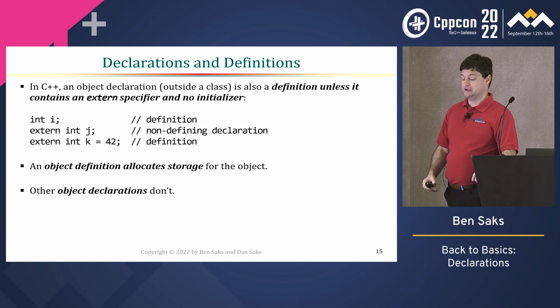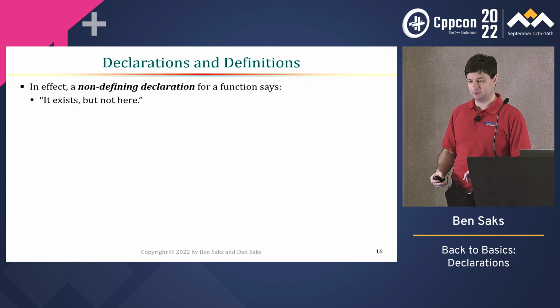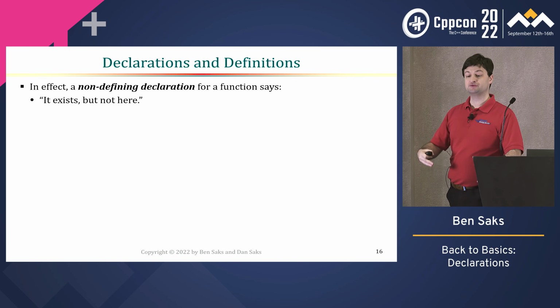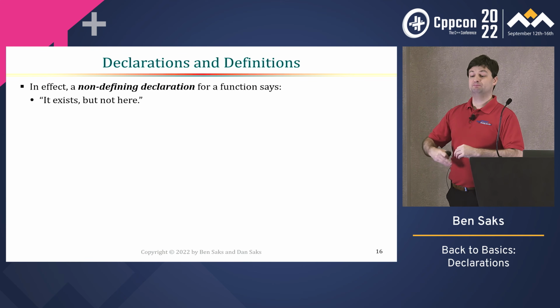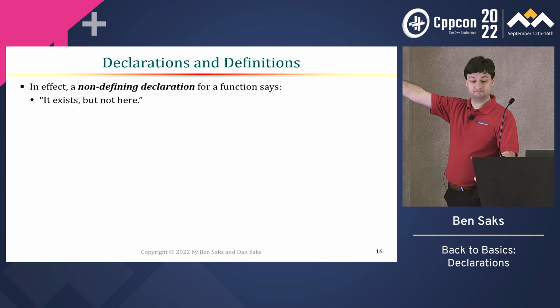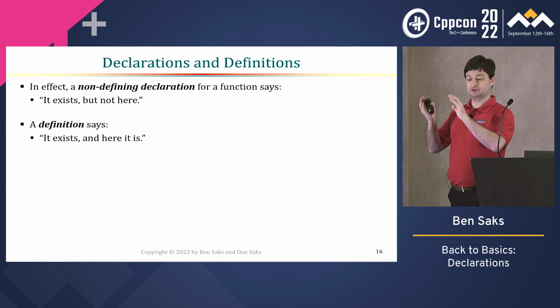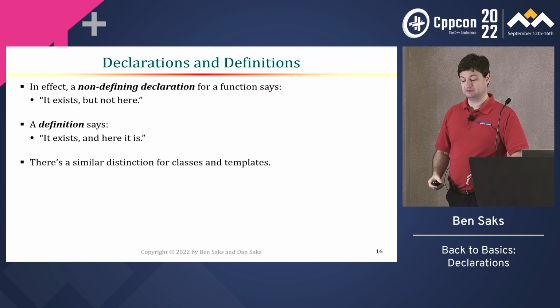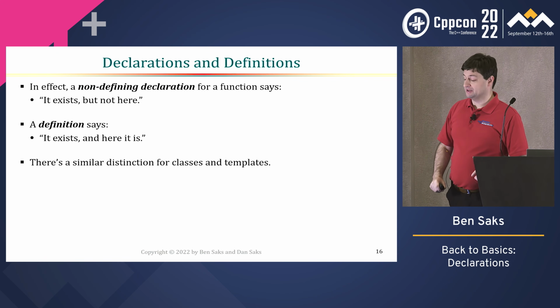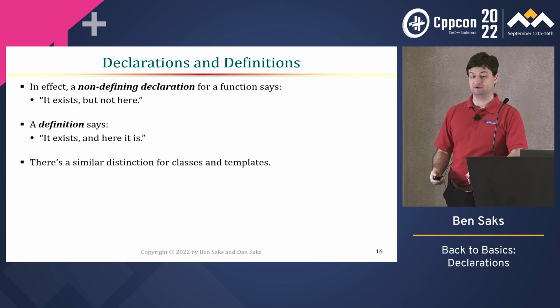Whereas the middle statement there, extern int j, doesn't allocate any storage. So a non-defining declaration introduces a name into the program, but the thing that's being declared exists somewhere else, not here. Whereas a definition gives you the full set of information. And the statement here applies to functions, it applies to classes and templates. The same distinction applies very broadly throughout the language.